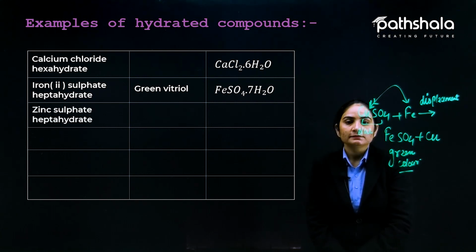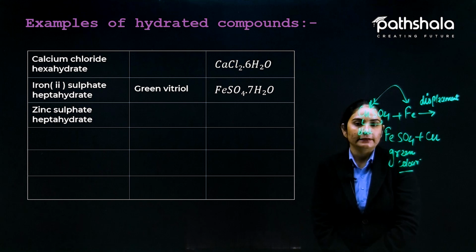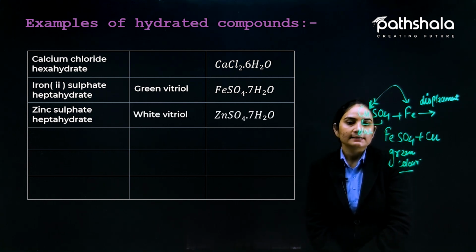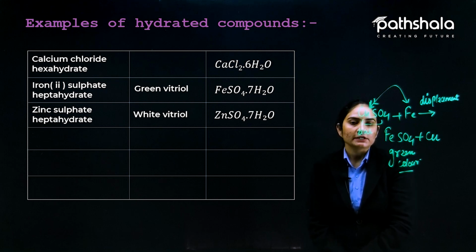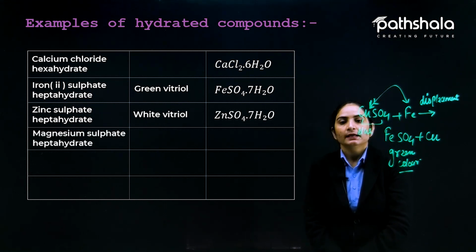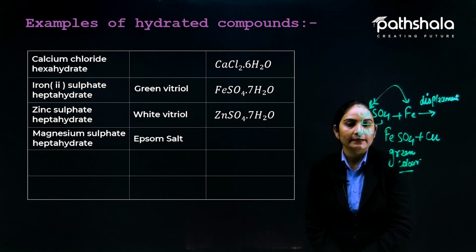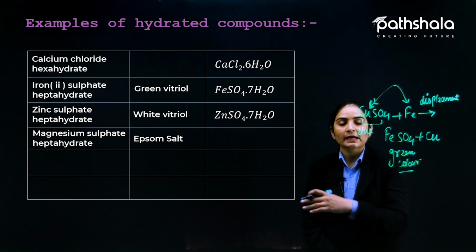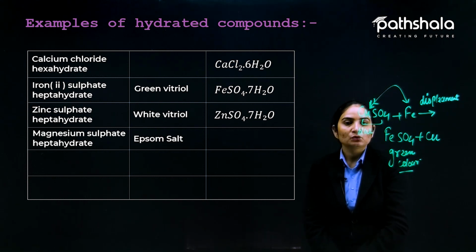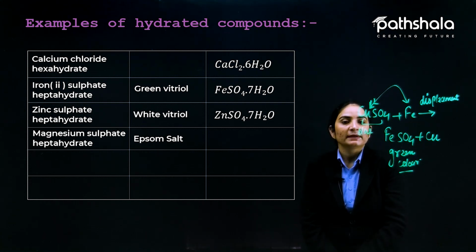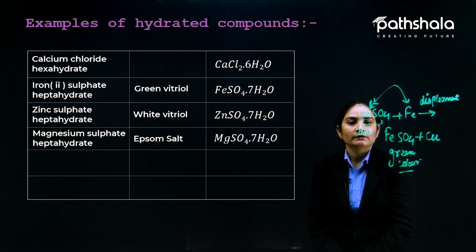Fine. Next is zinc sulfate heptahydrate, and the formula is ZnSO4·7H2O. The common name is white vitriol, meaning it does not have any color, it is already white. Next is magnesium sulfate heptahydrate, and the common name is Epsom salt. This is very, very important. A question will be asked: what is the chemical formula of Epsom salt? We need to know that Epsom salt is magnesium sulfate heptahydrate, then we can give the chemical formula: MgSO4·7H2O.